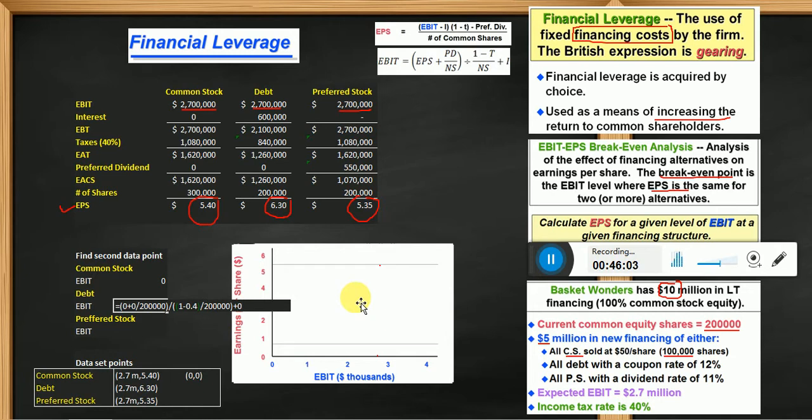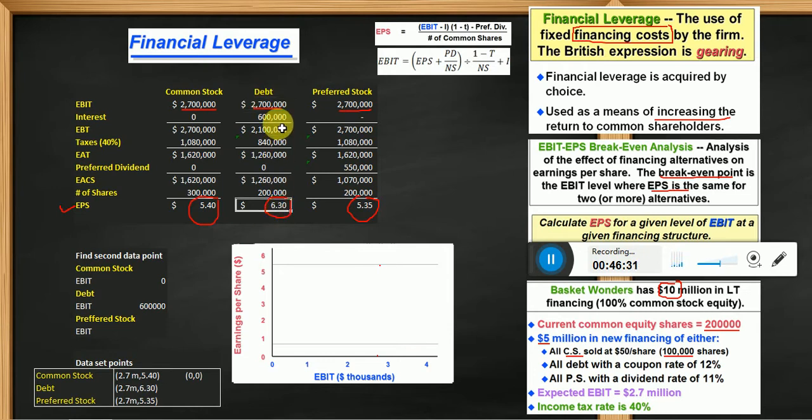This is the final one, for interest. The interest we have to pay for debt, that is how much? 600,000. So how much is EBIT? $600,000. It means if we pretend that the earning per share here is 0, then the EBIT will be $600,000. In other words, at EBIT equal to $600,000, the earning per share will be 0.